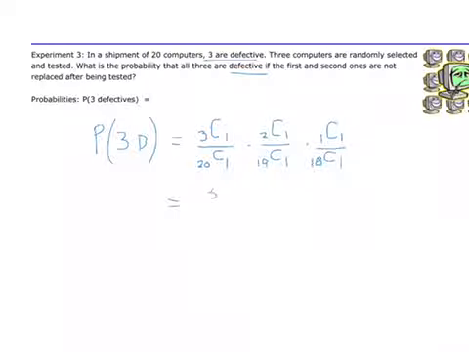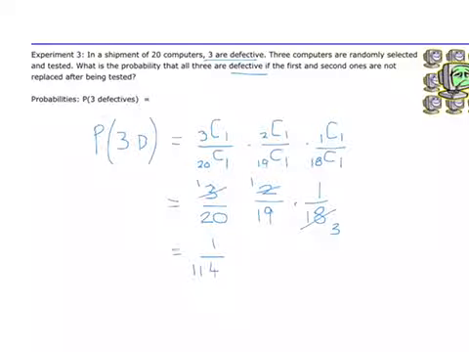So we get 3 over 20, which is the first fraction, times 2 over 19, times 1 over 18. Now 3 times 2 is 6, and that divides into 18 3 times. So what we get on top is 1 times 1 times 1, which is 1. And 3 times 19 is 57, times 2 is 114, plus a 0 is 1,140. That is your answer.